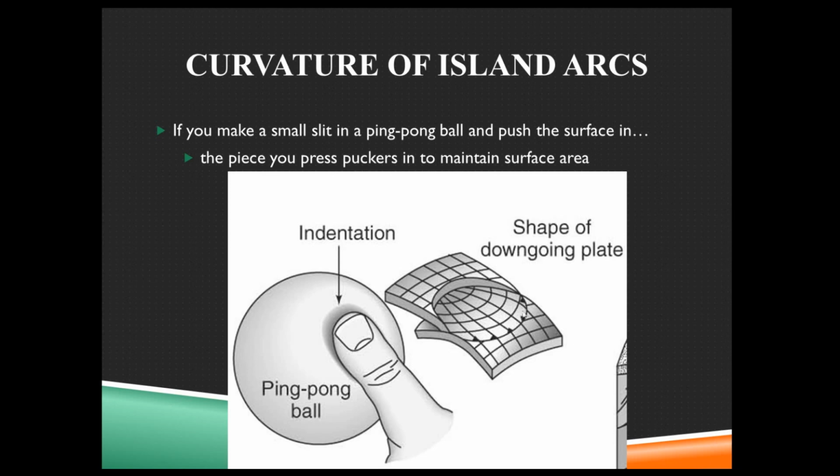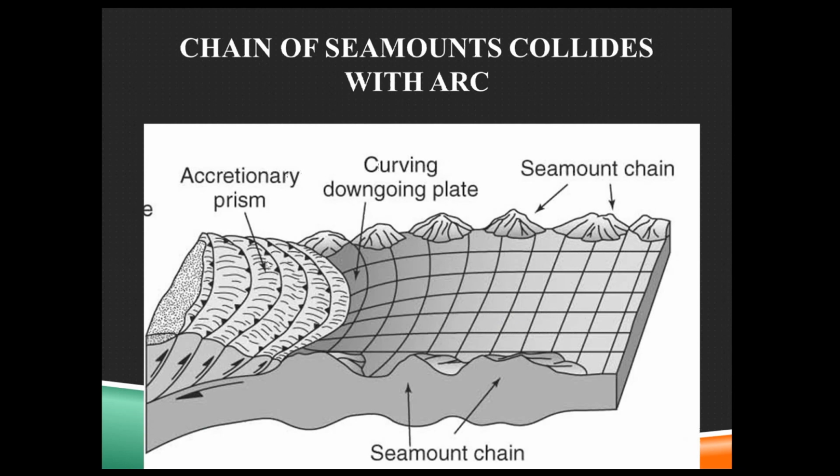And this is how we get, as this plate subducts and goes under, this area over here is curved, and we get a curved volcanic arc. And we get curved accretionary prisms. So here we can see this subducting plate, and we can see as it's diving down, it gets curved, and our accretionary prism is bowed. And this is where we get these curved island chains, these curved volcanic arcs.